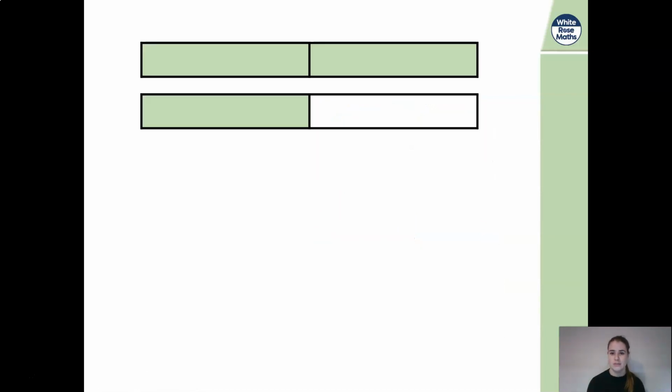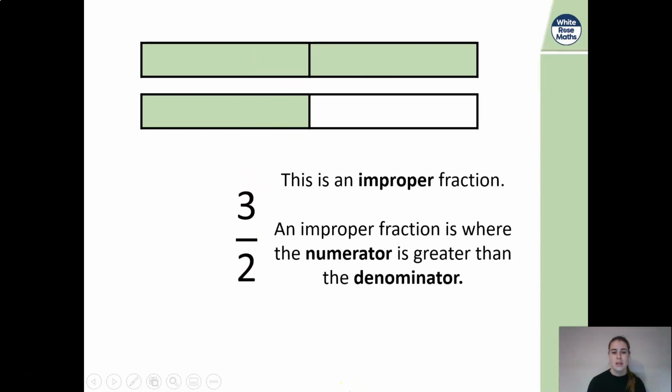So we're going to look at it with a different number here. Here we can see we have 4 altogether: 1, 2, 3, 4, for our halves. Now we only have 3 of them. So remember our denominator is the number of equal parts we split it into. We've split it into 2. The numerator tells me how many parts we have shaded, and we have 3 parts shaded. Now this is what we call an improper fraction. This is what we looked at yesterday. This is when the numerator is bigger or greater than the denominator, the bottom number.